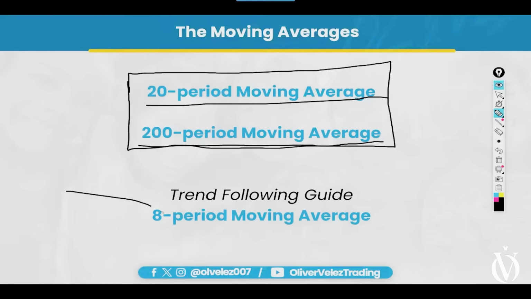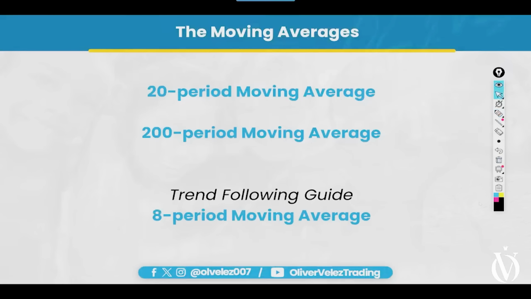And there's a third one here, the 8 period moving average, which we use as a trend following guide, but I want to get to that later. We will double back to the 8 period moving average later. Okay, but the permanent ones, the 8 is not permanent. The permanent ones are the 20 period moving average and the 200 period moving average. Now let's take a look at some examples of that.